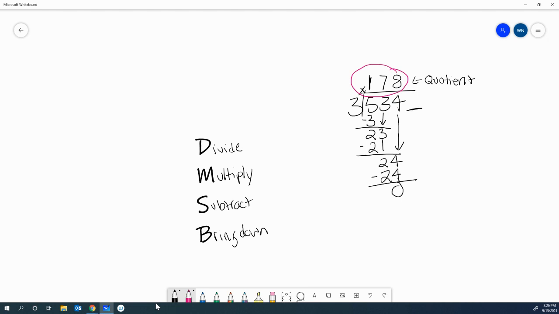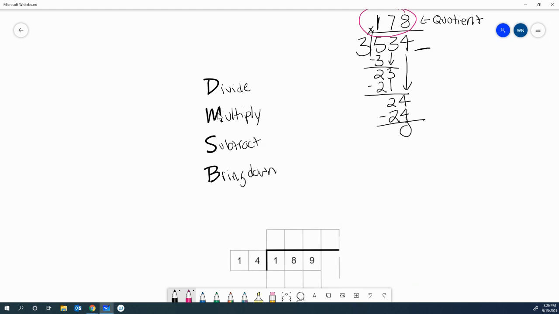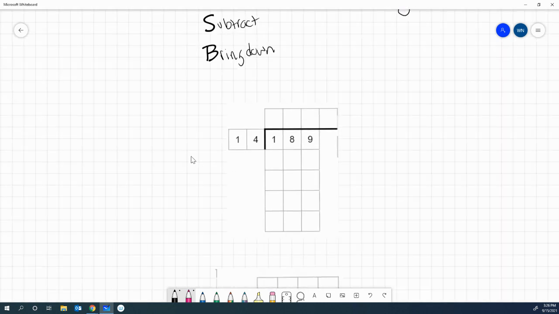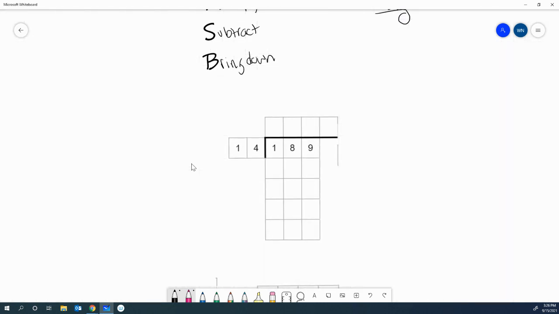It's really important that you remember all the steps. So when we move into double-digit division with double-digit divisors, it's a little bit easier. So remember those steps, DMSB. I'm going to write them for every single problem. DMSB. We're going to follow that every time. All right. So we've got 189 divided by 14. Let's get started.